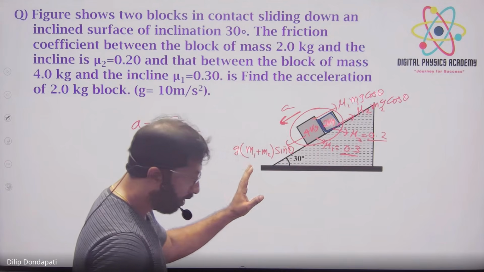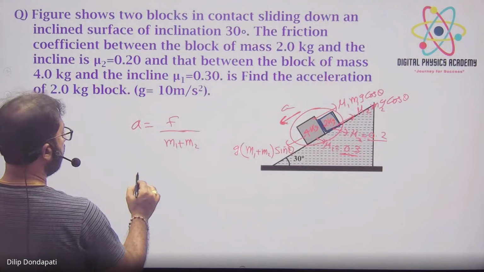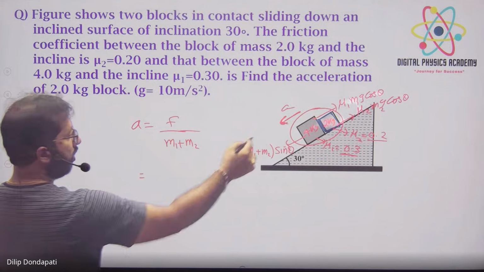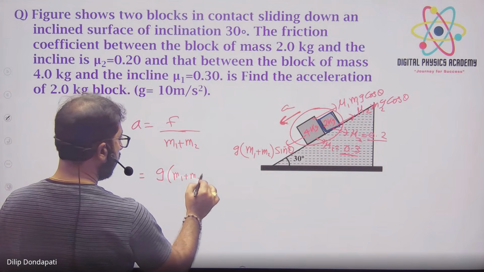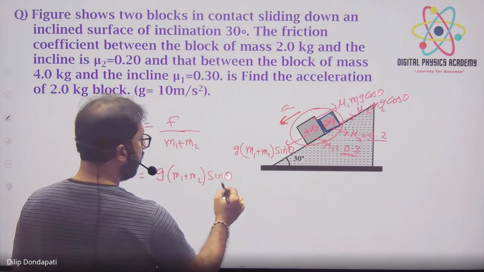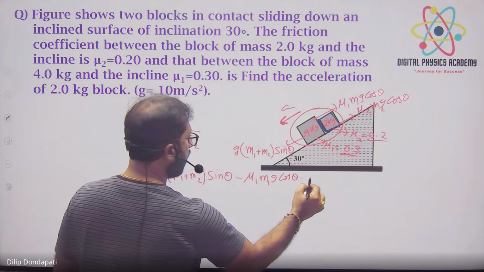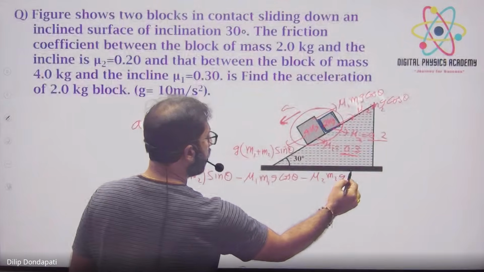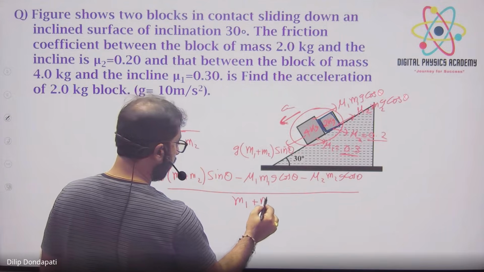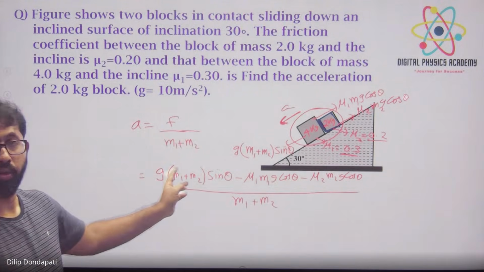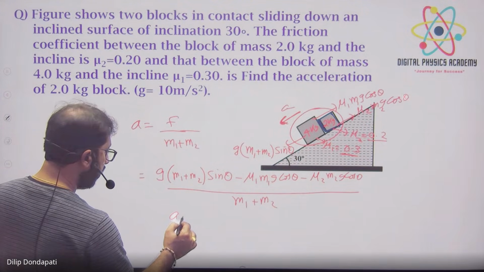But आपको मालूम net force is equal to ma लगा सकते हैं. I want acceleration, right? Net force कितना है? This minus this, right? खत्म, simple. g into (m1 plus m2), minus mu1 m1g cos theta minus mu2 m2g cos theta, by net mass m1 plus m2. Khatam. If you substitute all the values, you will get the answer as 2.7 meters per second square.